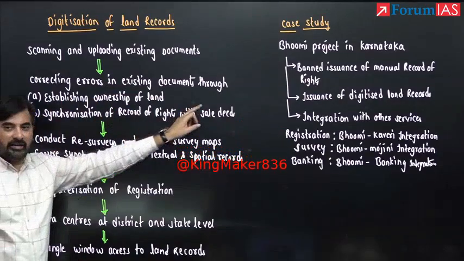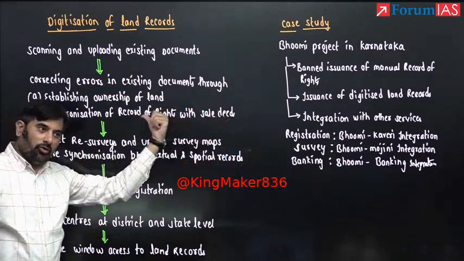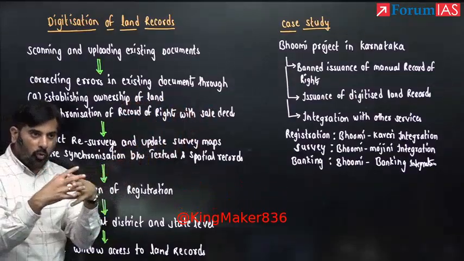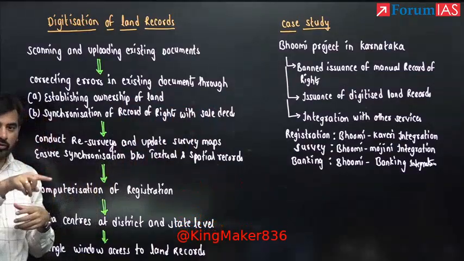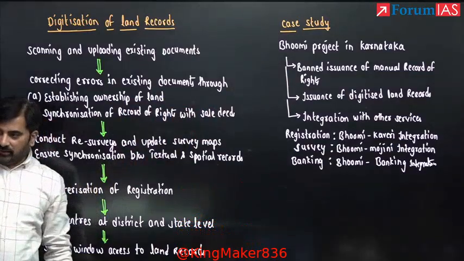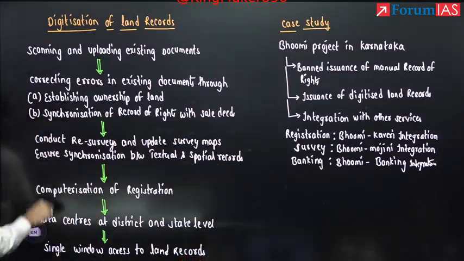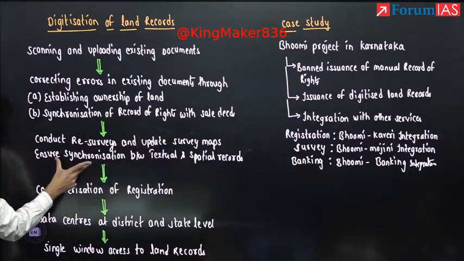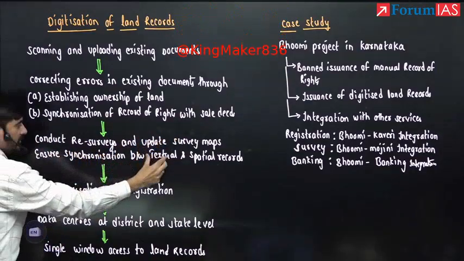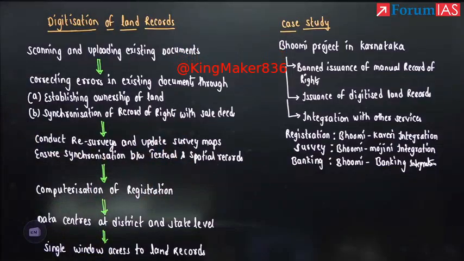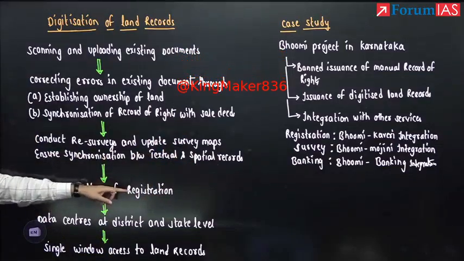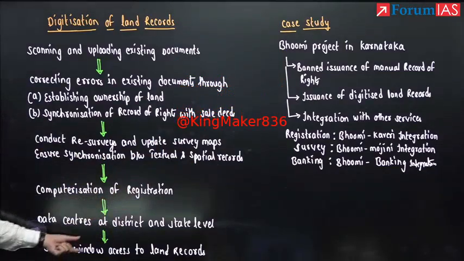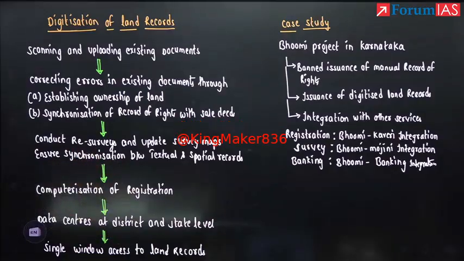I told you, who is maintaining the sale deed? Registrar. Who has the record of rights? Revenue department. Both departments should have what? There has to be coordination between these two departments and the survey department also. Conduct resurveys and update the survey map so as to ensure synchronization between textual record and spatial record. Computerization of registrar's office. Data centers at district and state level. And lastly, there has to be a single window access.